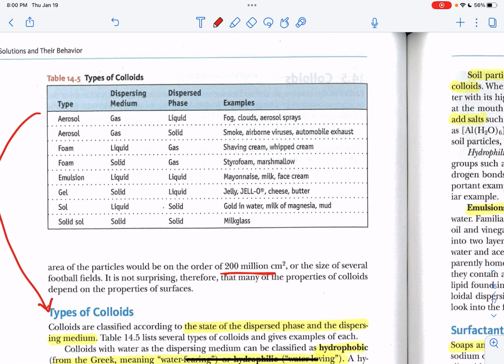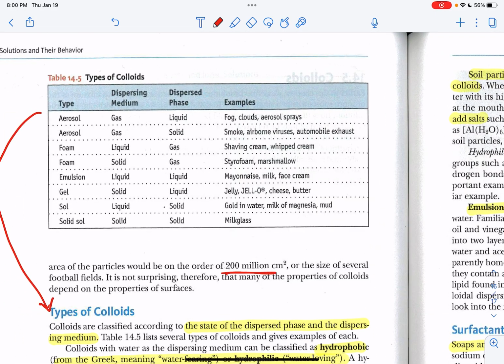But let's take a look at this chart. So notice the vocabulary words, the dispersing medium and the dispersed medium or phase. The dispersed phase is kind of like the solute, but we save the word solute for that which is dissolved in the true sense of the word dissolving. And the dispersing medium is like the solvent, but we don't use the word solvent.